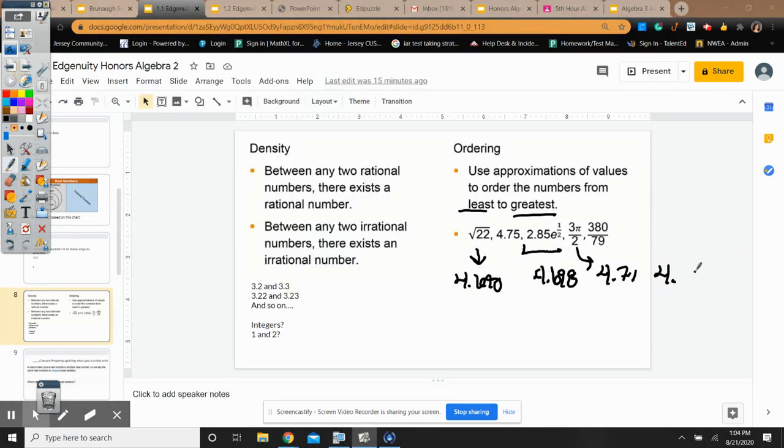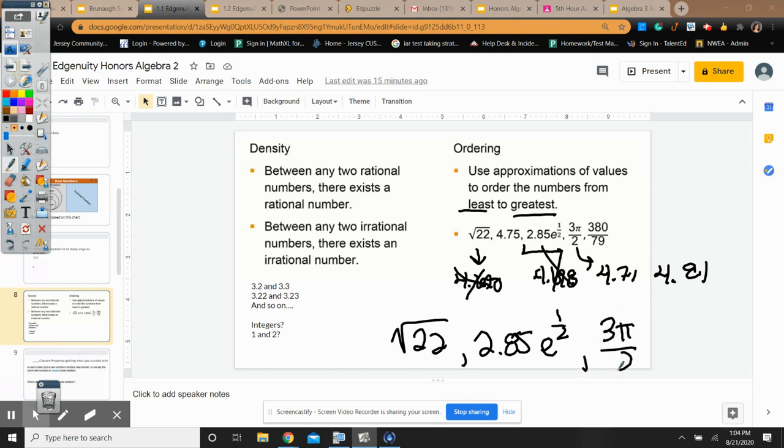Okay, so if we're going to go least to greatest, if you think about money, that will help you. It looks like the square root of 22 is the smallest. And then we'll go to 2.85 e to the 1/2. Now we're going to the 70 cents. We're going to do 3 pi over 2, 4.75, and then the 4.81, which is 380 over 79. So you'll want to use decimal approximations to help you with that.